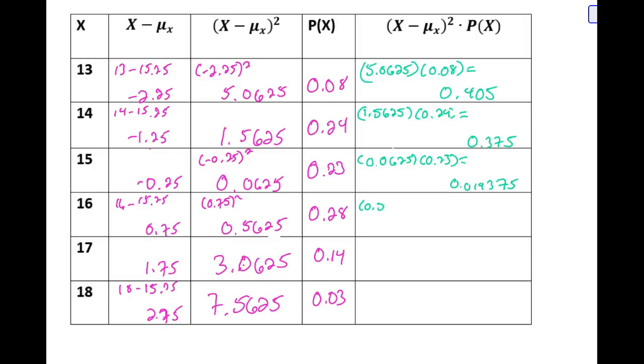I'm going to take 0.5625 times 0.28, and I get 0.1575. I'll take 3.0625 times 0.14, and I get 0.42875. And then I'll take 7.5625 and multiply it by 0.03, and I get 0.226875.